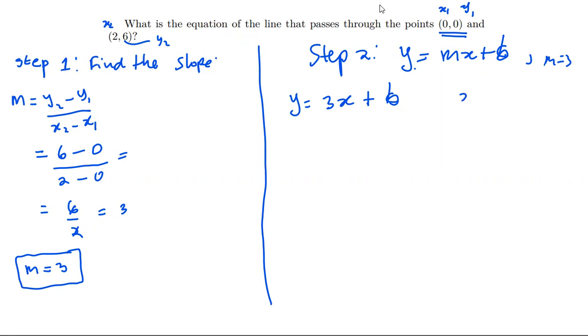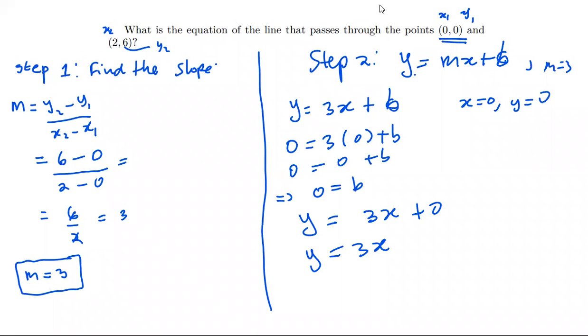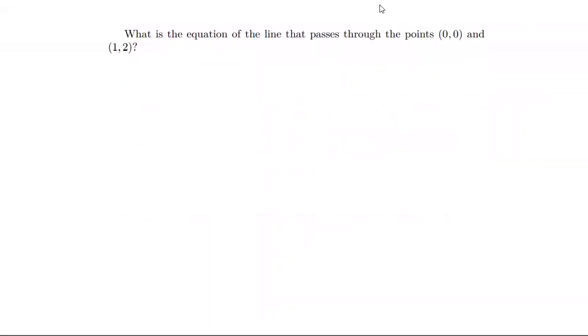So if you pick this point, it says that when x is 0, y is equal to 0. So 0 is equal to 3 times 0 plus b. 0 is equal to 0 plus b, which tells us that 0 is equal to b. So the equation of this line is y is equal to 3x plus 0, or just y is equal to 3x, because you can leave out the 0. Okay, cool. So we move on to the next problem.